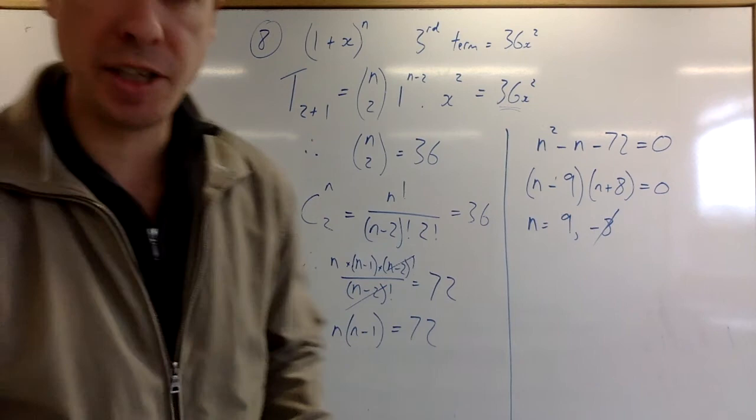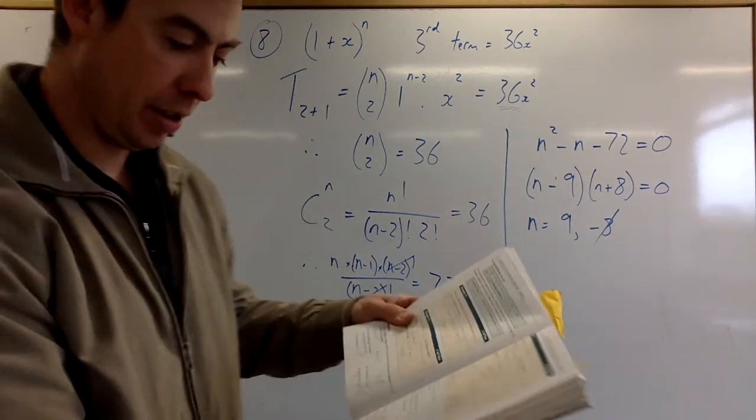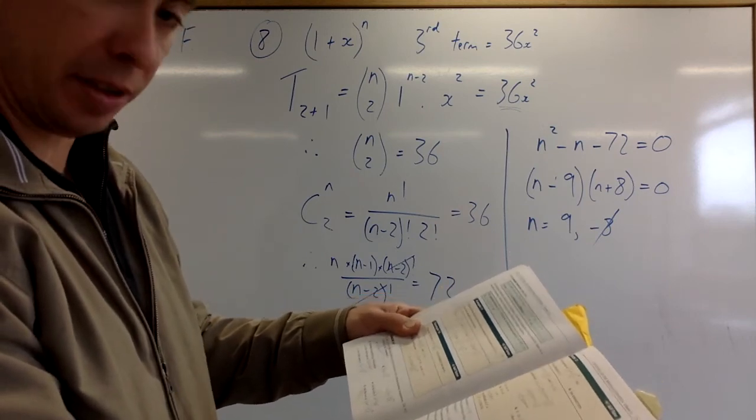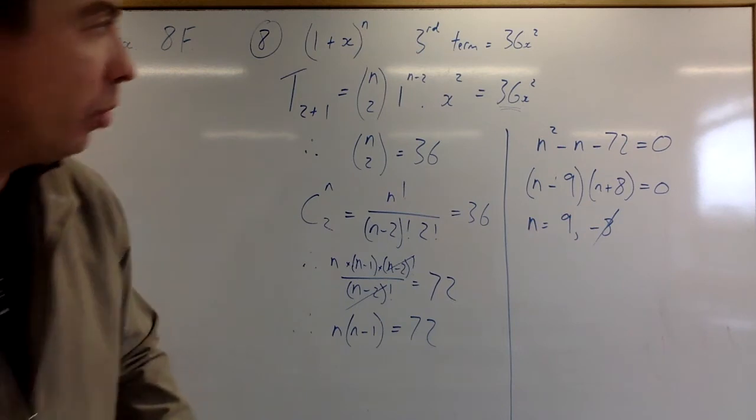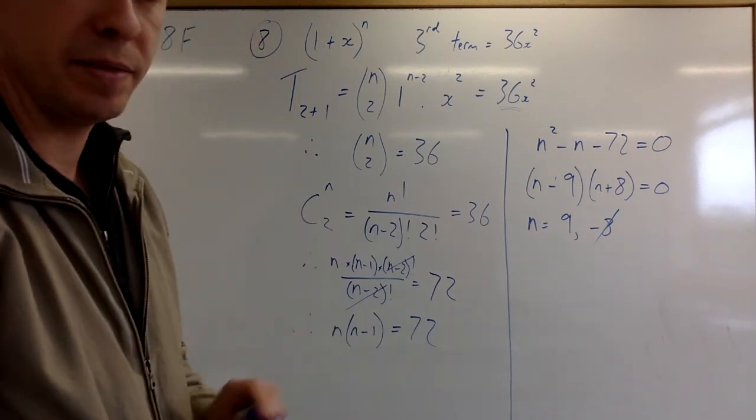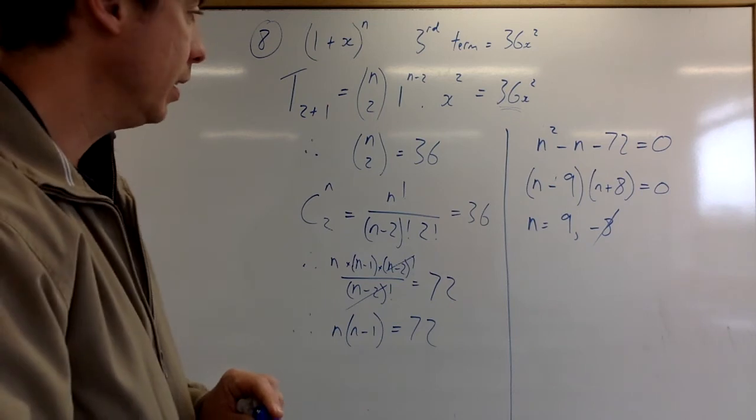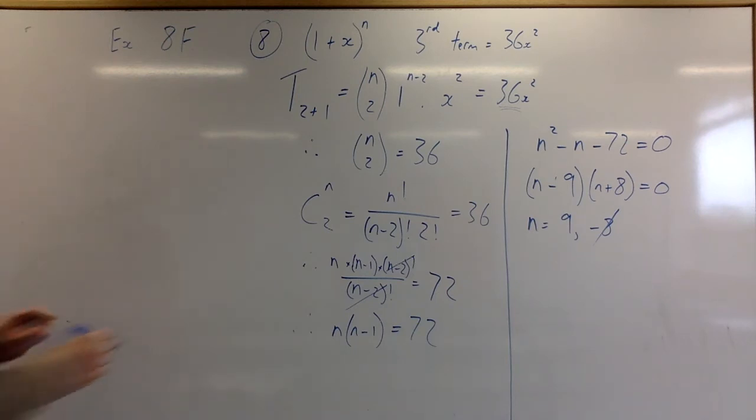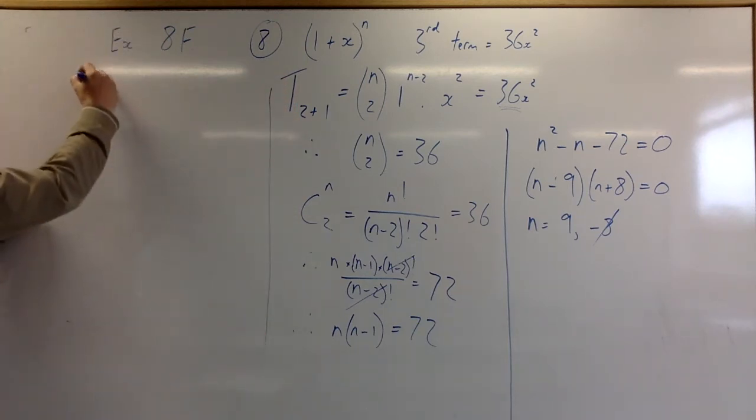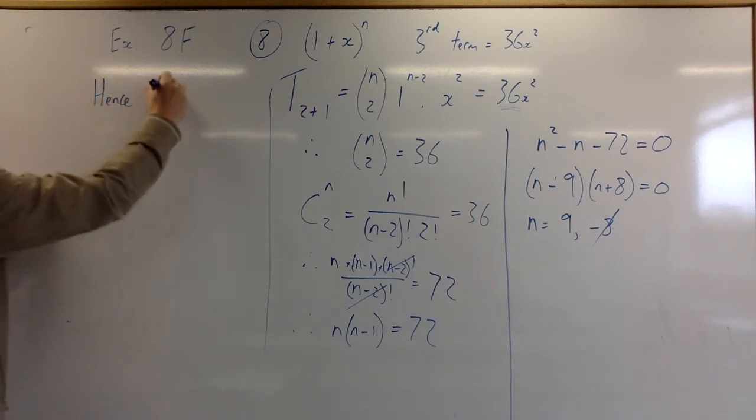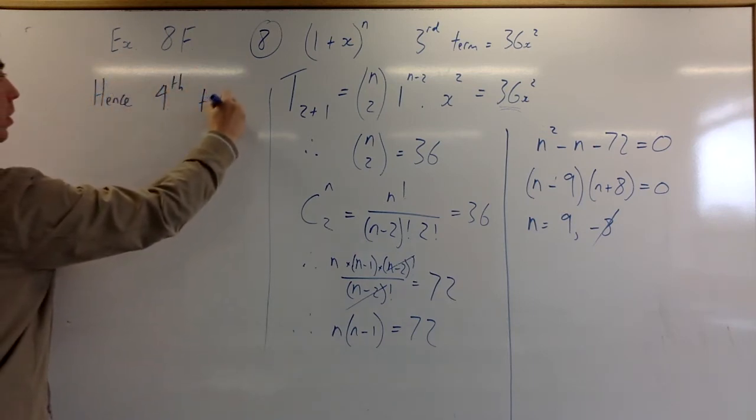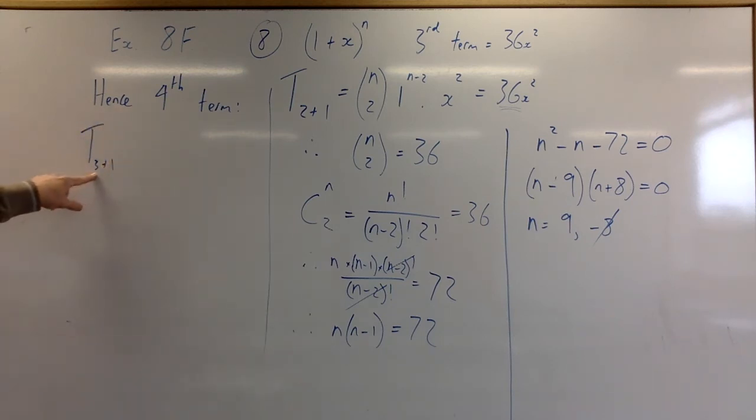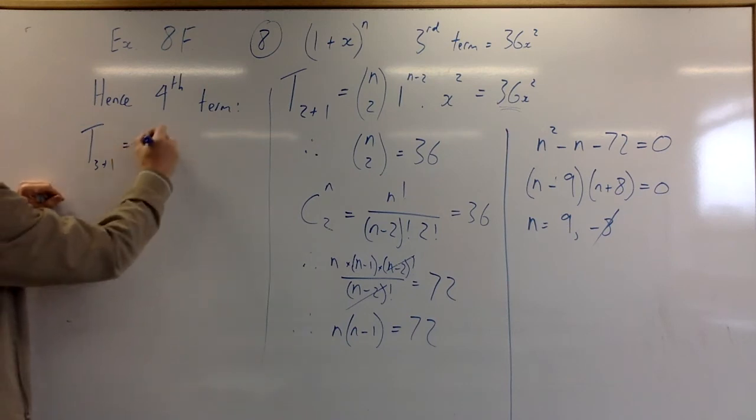So that's found. Now just check what the question asked for. It said the third term, find n. I've done that. And hence find the fourth term. Hence find the fourth term. Well, I think you could go ahead and do that fairly easily. Do I have room over here? Maybe. Hence fourth term, that will be r equals 3 now. So I will have, and I know what my n is.